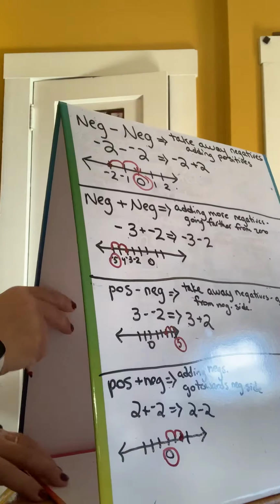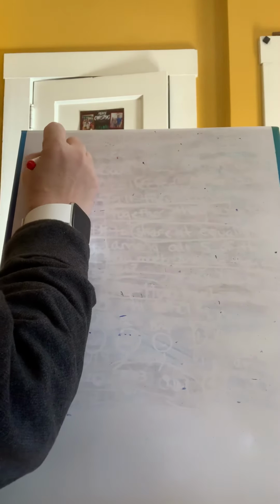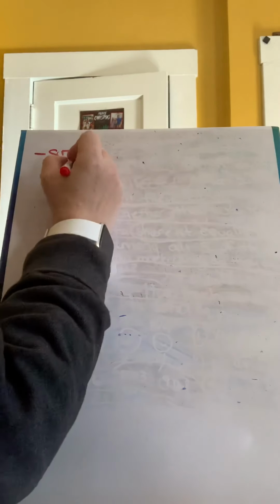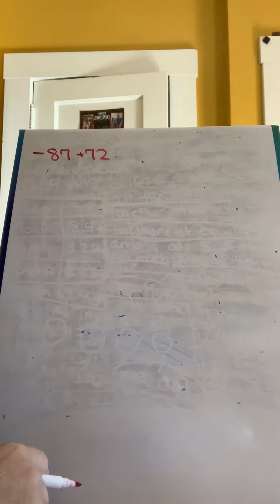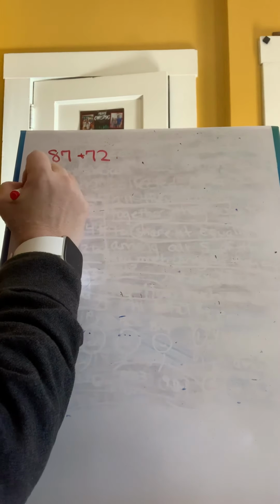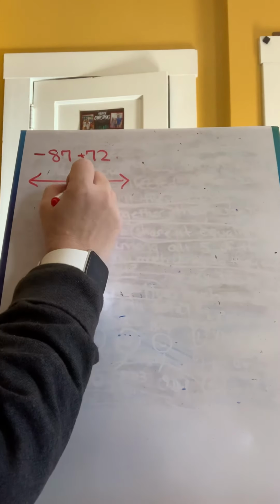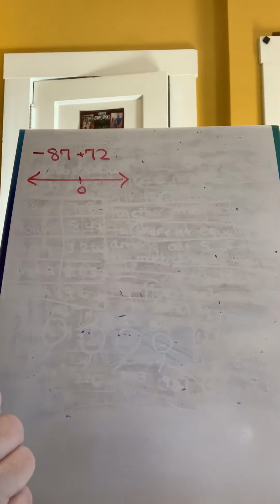Now that's great, but chances are you're going to come up with numbers that you have to work with that are not easy to draw a quick little number line for. So let's use those concepts with larger numbers where you're not going to draw out a whole number line. So if you had negative 87 plus 72, obviously drawing a number line for that would be a little bit silly. But we're still going to use our thinking of what the number line is to help us work our way through.